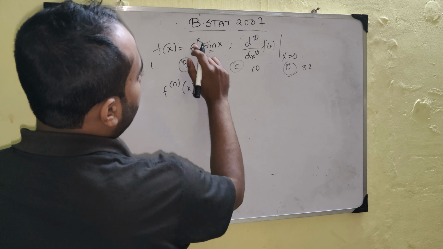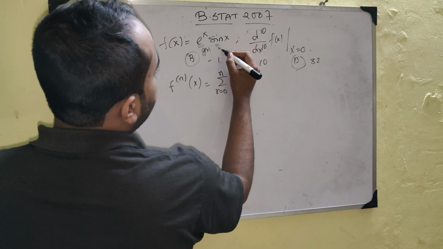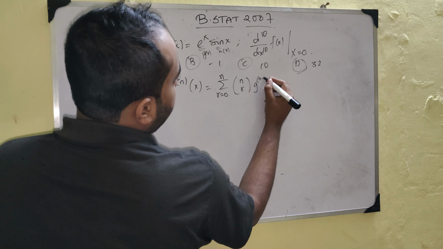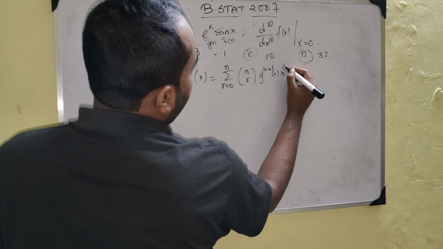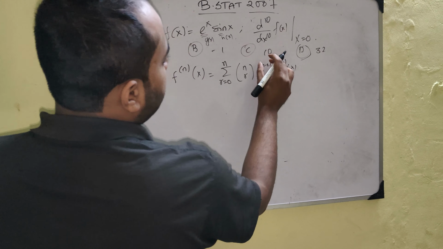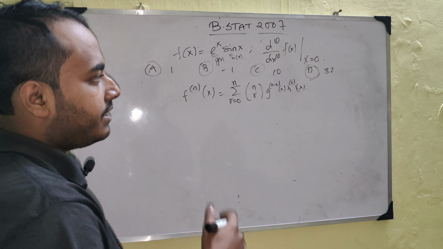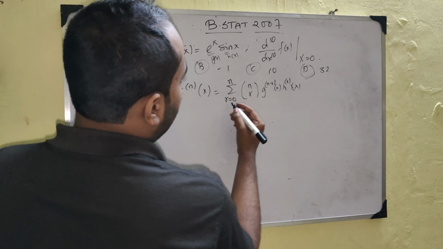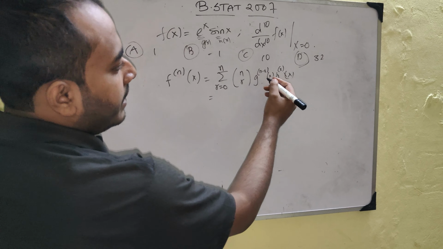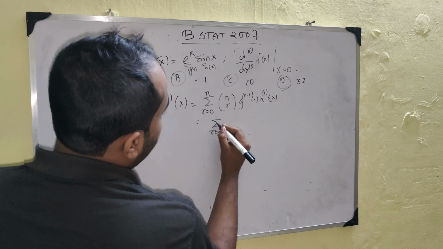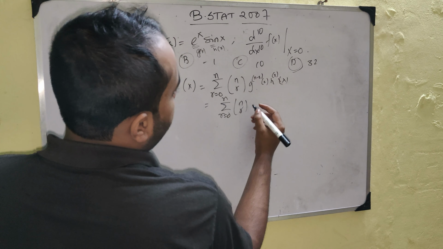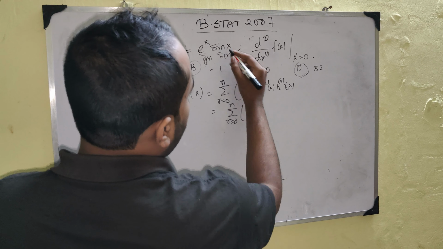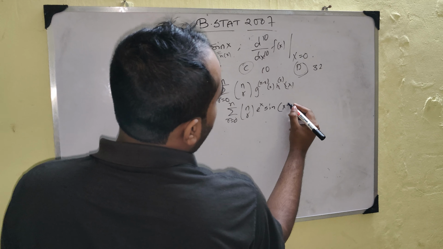Let this function e to the power x be g of x, and let this function be h of x. So I will simply write nCr g^(n minus r) x and h^(r) x, where these superscripts do not mean exponents as in the first one. These rather mean that they are differentiations. Now we know that the differentiation of e to the power x any number of times is itself, so r equals 0 to n nCr, and this would be e to the power x, and again differentiation of this r times would mean sine of x plus r pi by 2.